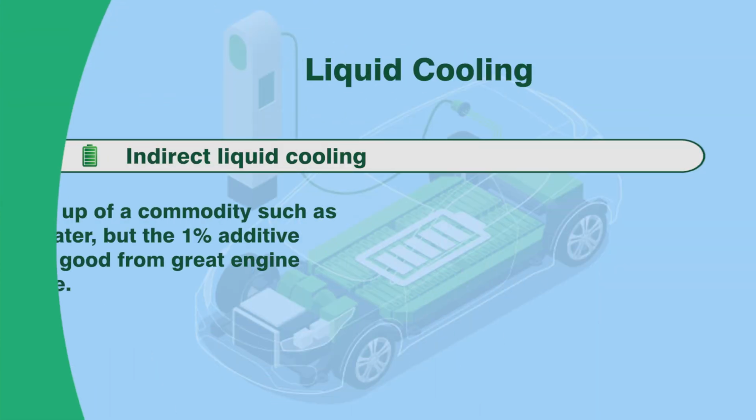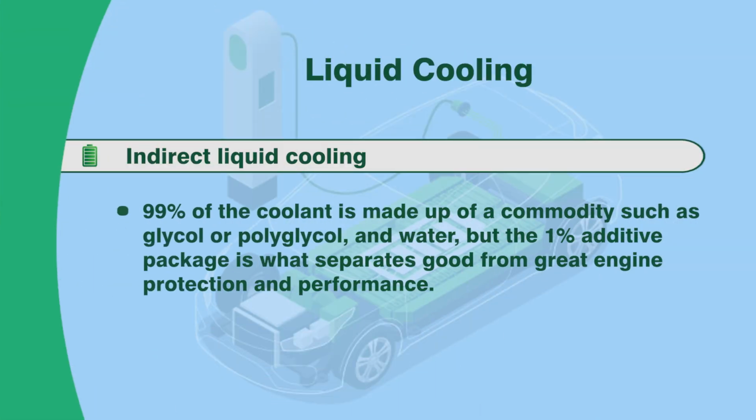Based on the temperature uniformity, you need a different type of cooling for each vehicle or each type of battery pack in order to have a uniform distribution of temperature. And 99% of the coolant is made up of a commodity such as glycol or polyglycol and water, but that 1% additive package is what separates good from great engine protection and performance.